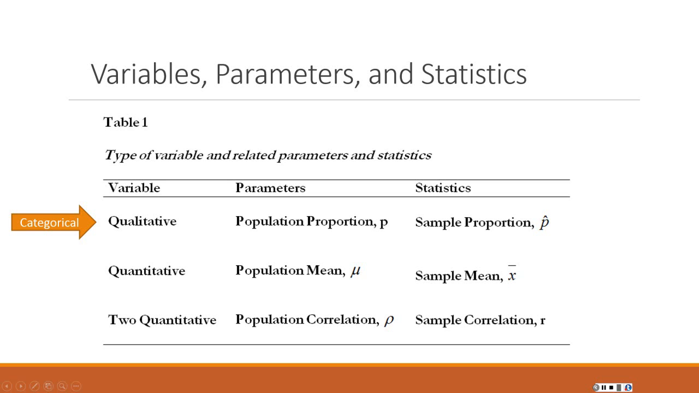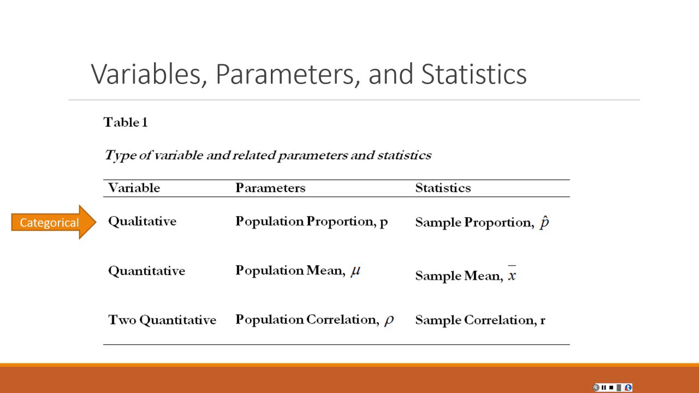Parameters and statistics. Parameters are characteristics of an overall population. So for a categorical variable, we'll have the population proportion, and then statistics are characteristics of samples. So for a categorical variable, we'll have the sample proportion. So we'll use that p-hat sample proportion as an estimate or to test hypotheses about the parameter for the population proportion. For quantitative variables, the parameter is the population mean, mu, and we will estimate that with the sample mean, x bar. And for two quantitative variables, we'll have the correlation. The population correlation is rho, that's our population parameter.